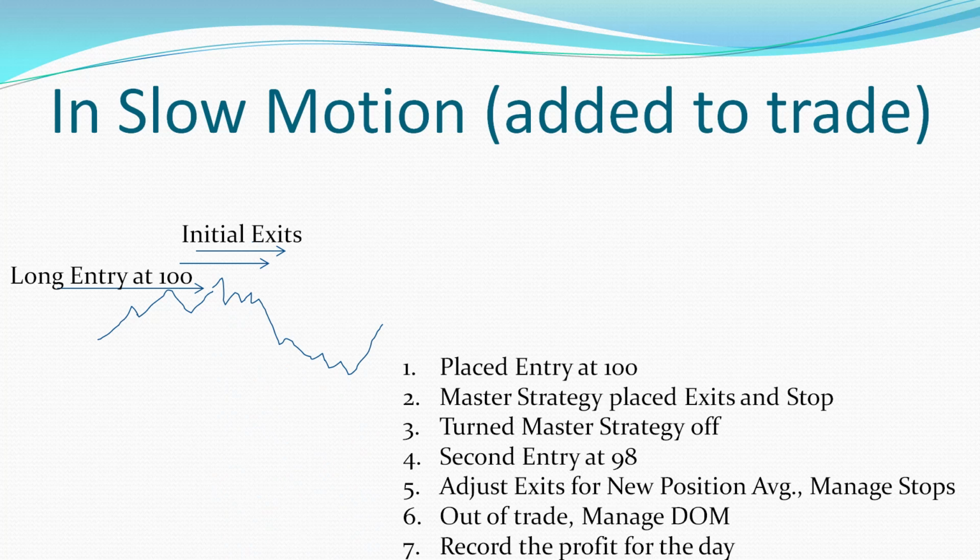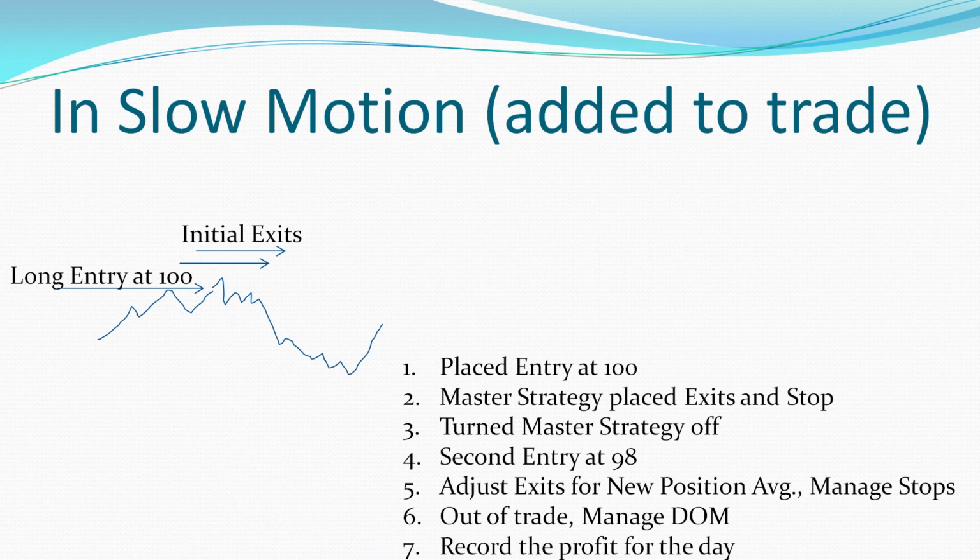So it looked like we may want to either add to it and/or potentially reverse, right? So in that case, I turn the master strategy off. The reason I turn the master strategy off is just in case I do want to add to it. I want to individually place my exits where I would make money on the trade, not at the 3-tick and 4-tick level that the master strategy would place them at if I had left it on.